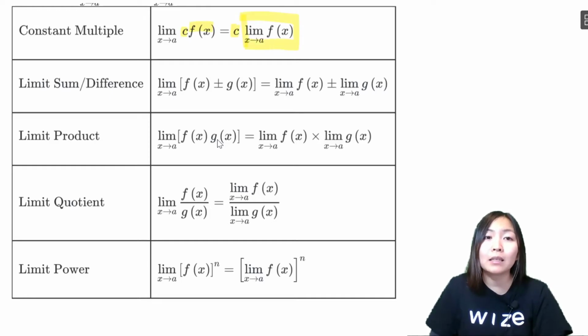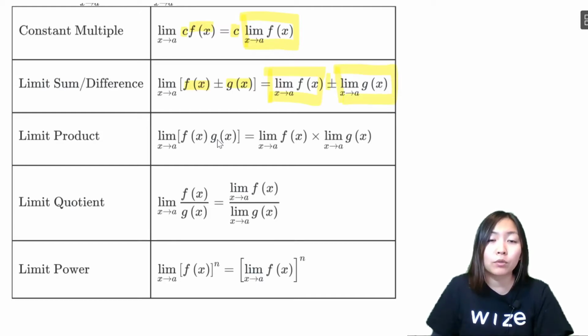I also have the limit sum and difference rule. This one's intuitive as well. If you want to find the limit of f(x) plus g(x) or f(x) minus g(x), you can actually find the limit of f(x), find the limit of g(x), these are both just numbers, and then either add or subtract them.